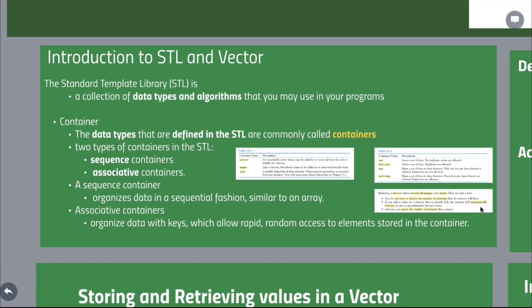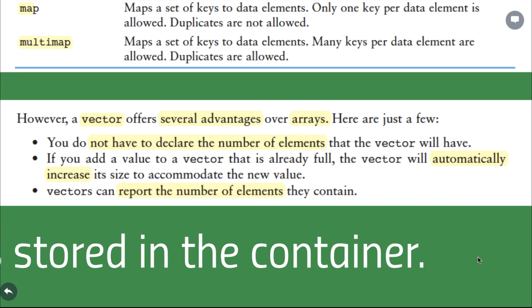Vector provides several advantages over the array. First, we don't need to declare the number of elements. The vector size automatically increases and decreases. And also, vector provides the actual number of elements it contains.